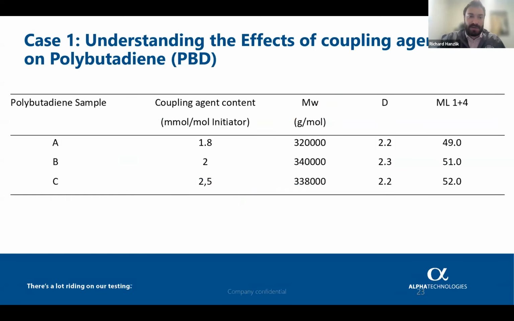So if we look at the loading levels, so 1.8 versus 2, that's kind of giving you an idea of what that minimum detectable level is. Minimum detectable level meaning what's the smallest amount we can change the formulation and be able to recognize it through our testing. So in this case, a 0.2 millimole versus mole of initiator is able to be detected in this particular case.